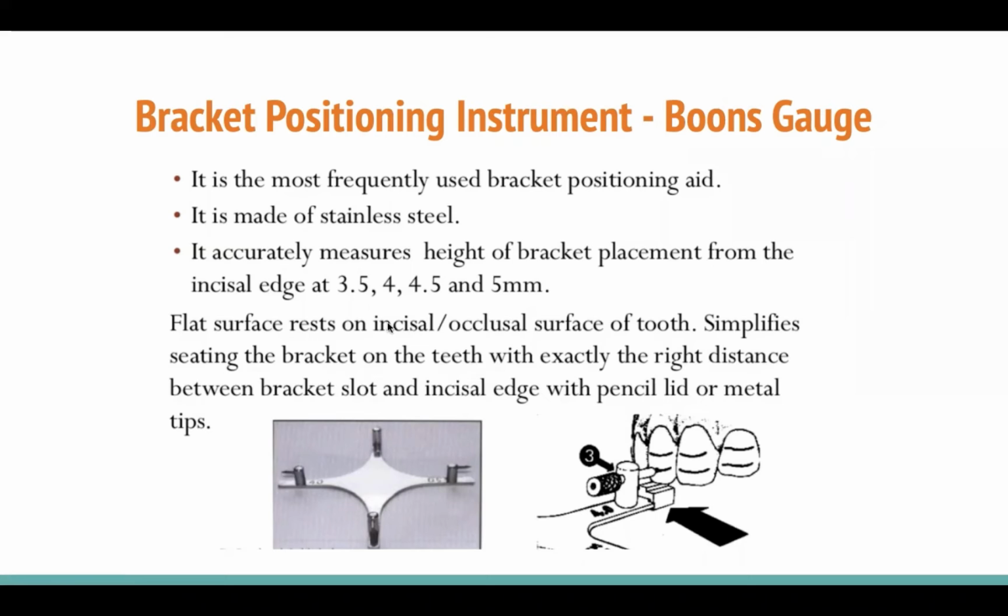So when we go to the bonding, you will see that you put the brackets at a certain level of height. And then to maintain that level of height, you need a bracket positioning instrument. If you use this gauge for the correct height, your bracket will always be in a good position. It gives you a good finish. How you use it: the flat surface rests on the incisor or occlusal surface of the tooth. It simplifies the seating of the bracket on the teeth with exactly the right distance between the bracket slot and the incisor edge, with a pencil lid or a metal tip.